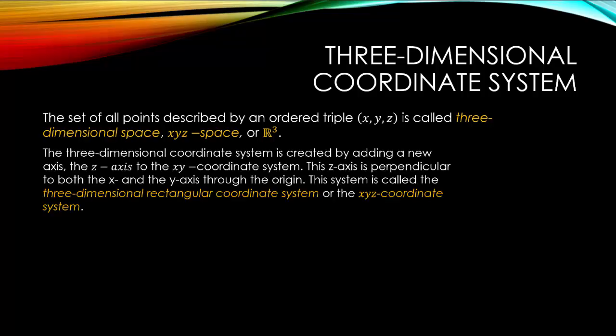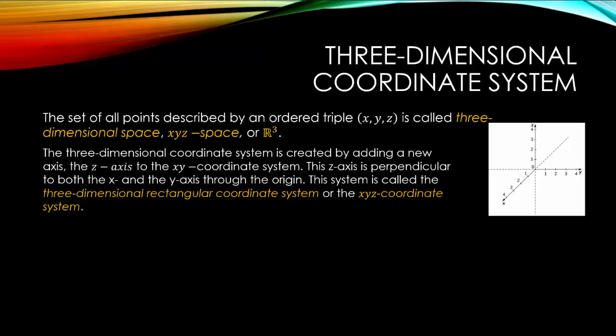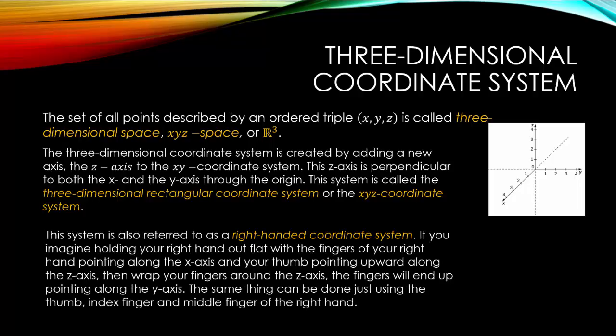The three-dimensional coordinate system is created simply by adding a third axis that we'll call z to the xy coordinate system we already have. This z-axis will be perpendicular to the x and y axis at the origin, and we call this system a three-dimensional rectangular coordinate system, or an XYZ coordinate system. We will also use similar sign conventions for this three-dimensional space, and we'll talk about that in a minute. This system can also be referred to as a right-handed coordinate system.